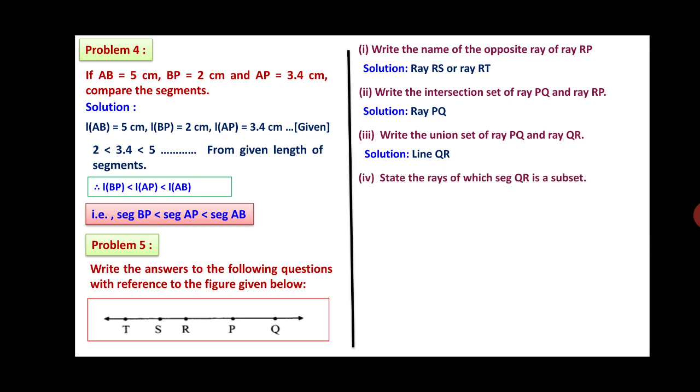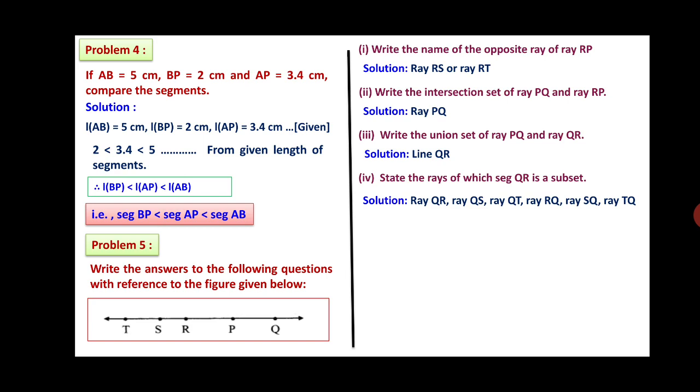Friends, next, fourth one, state the rays of which segment QR is the subset. QR should be the subset. So these are different rays whose subset is segment QR. First, ray QR, it will be ray QS, ray QT, ray RQ, ray SQ and ray TQ.